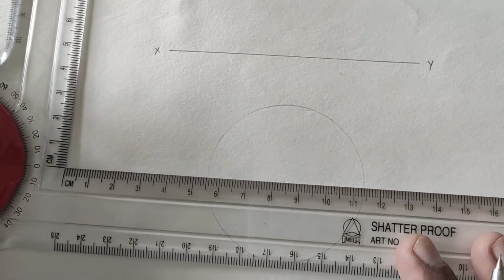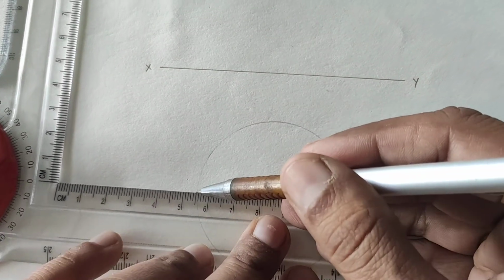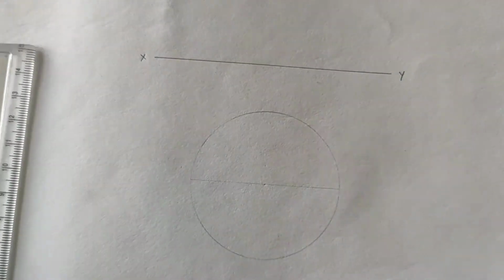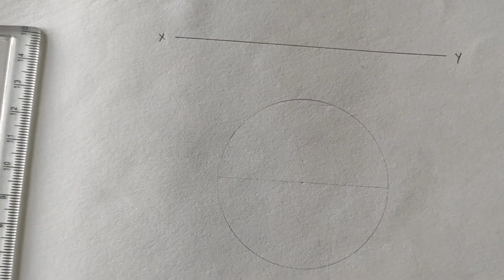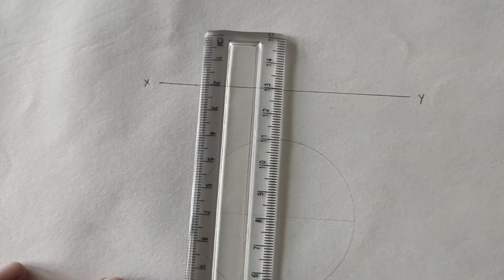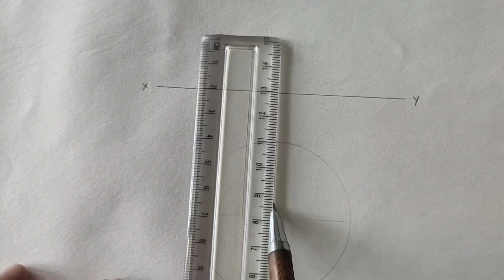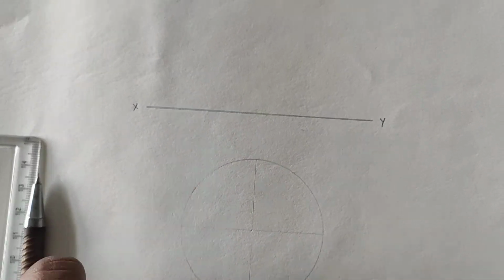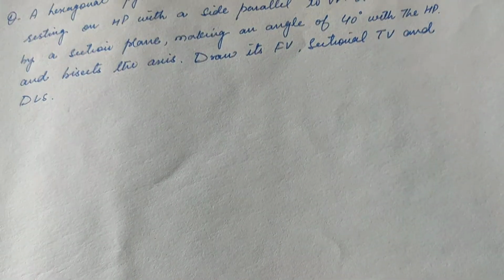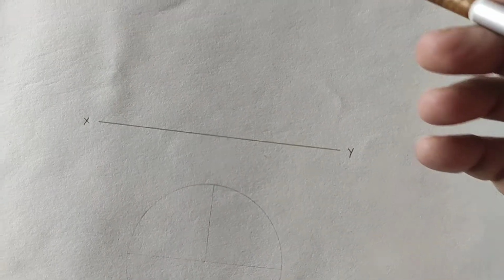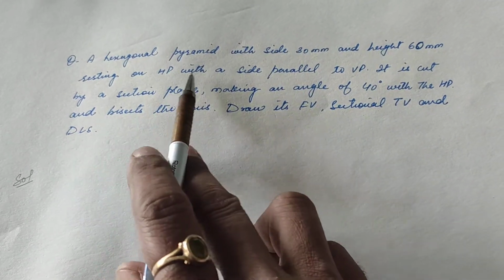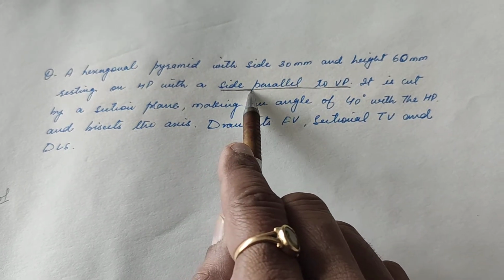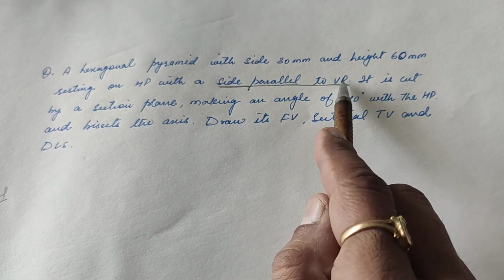We have to draw a hexagonal pyramid. So bisect it from the center, with the line passing through the center of the circle, dividing it into 4 parts. So how to draw a hexagon over here? From the question we have seen that its side is parallel to VP. So we have to make one of its sides parallel to VP.